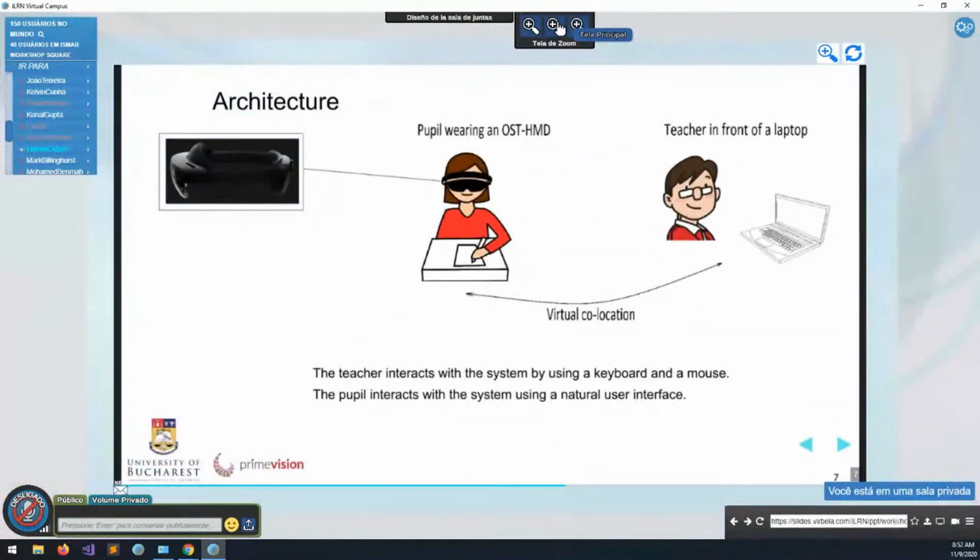It is easy to annotate a sheet of paper with handwriting. That's our perception. I don't know if it's correct, but we thought that it is easier for the teacher to make annotations using a keyboard and mouse than using some natural user interface with a headset.